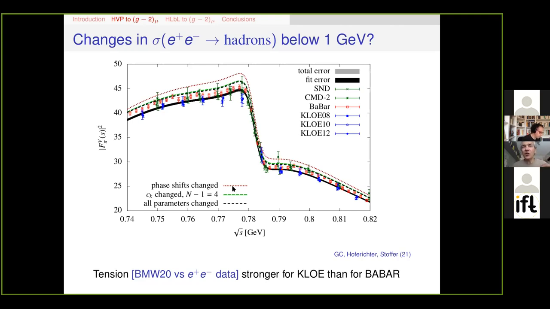One is where only the pi pi phase shift is changed, or where the change could come from inelastic channels. And you see that depending on the scenarios, you have a larger or smaller shift. In fact, what this shows is that if you ask only the phase shifts to be changed, the change in the rho region is too large and is essentially in flat disagreement with the data. But this one is more distributed over the whole region, and it looks mildly compatible with the data.